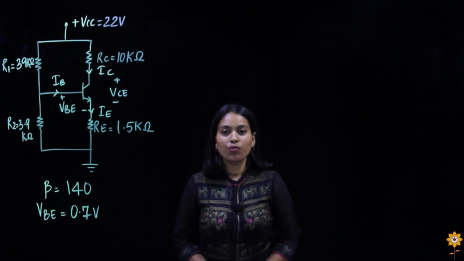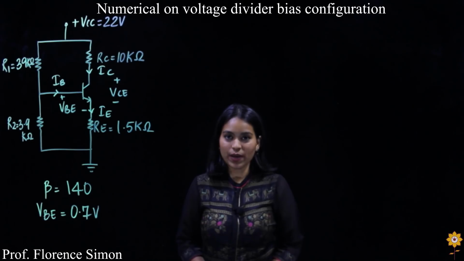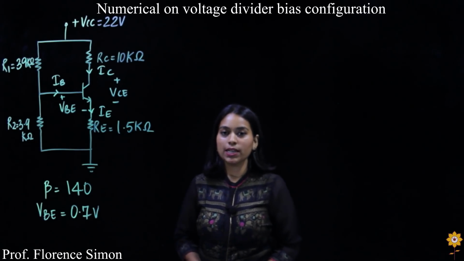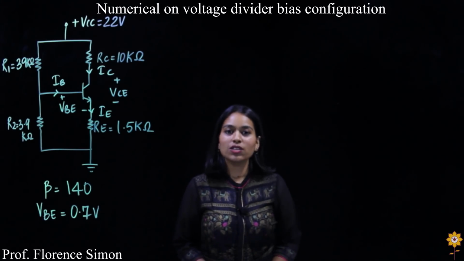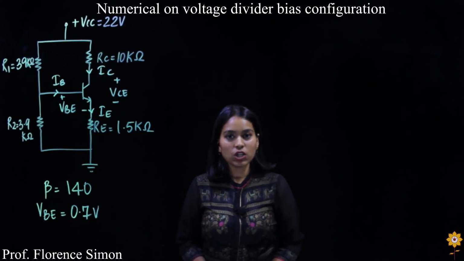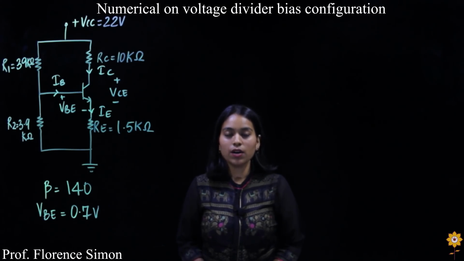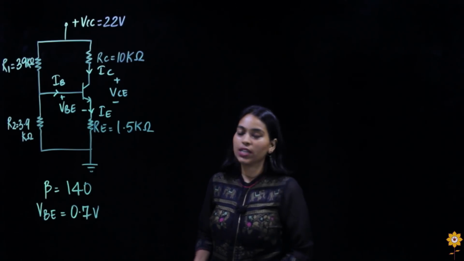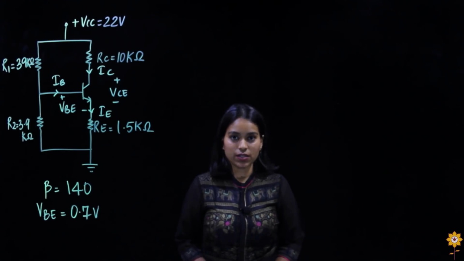In this video, we will be seeing how to solve a problem on voltage divider bias configuration. So here we have the circuit diagram. Looking at it, we can easily find out this is voltage divider bias configuration. Now as we know, we will have to simplify this diagram by applying Thevenin's theorem. So we will have to find out two parameters which are VTH and RTH respectively. VTH is nothing but Thevenin's voltage and RTH is nothing but Thevenin's resistance.